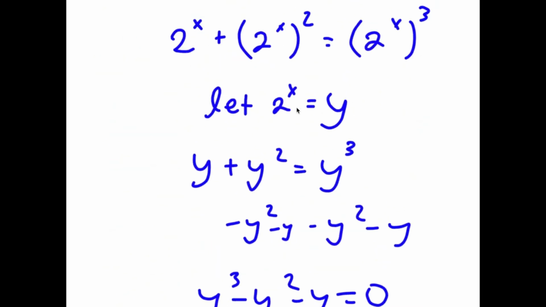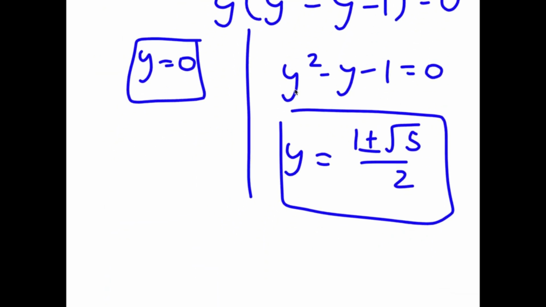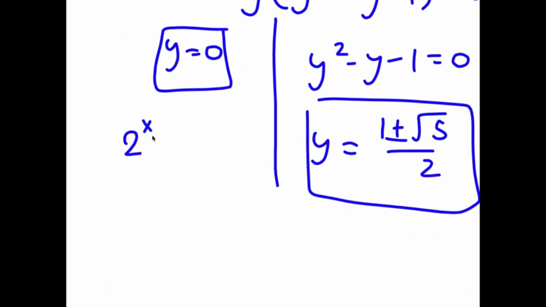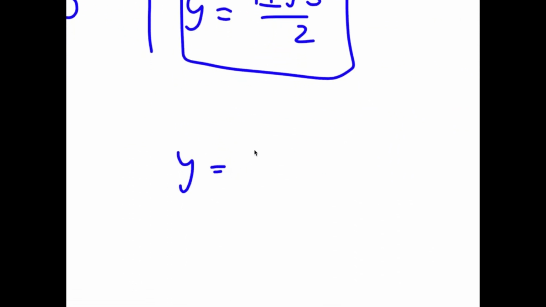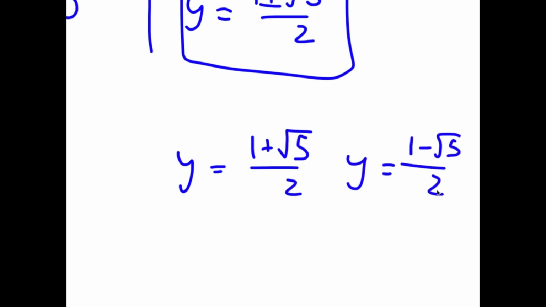Now remember how we set 2 to the power of x equal to y. So first off, I have 2 to the power of x is equal to 0. And you can't take 2 to the power of a number and make it equal to 0. So this is wrong, and there is no solution of x here. Now I have y is equal to 1 plus the square root of 5 over 2, and I have y is equal to 1 minus the square root of 5 over 2.